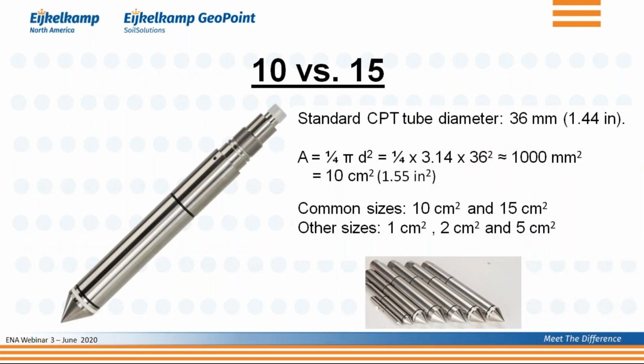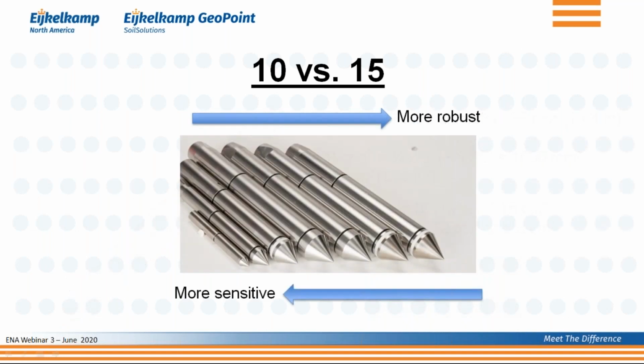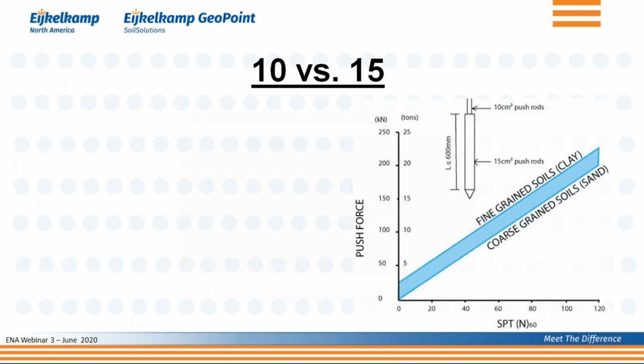This is the equation for the cross-sectional area, and then you see there the common sizes, the 10 and the 15, and the smaller sizes. And then after that, what I showed you was the more robust versus the more sensitive: if you go larger in diameter, you end up with a more robust cone, and if you go with a smaller diameter, you go to a more sensitive cone.